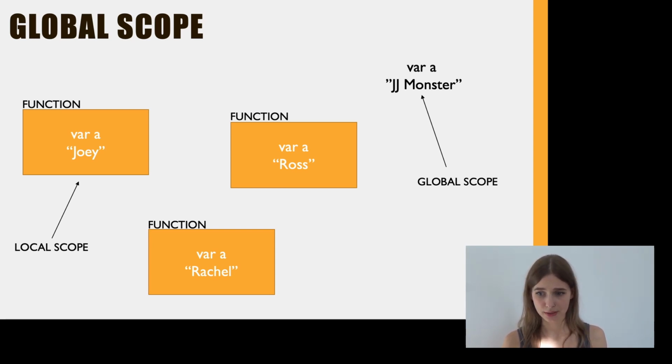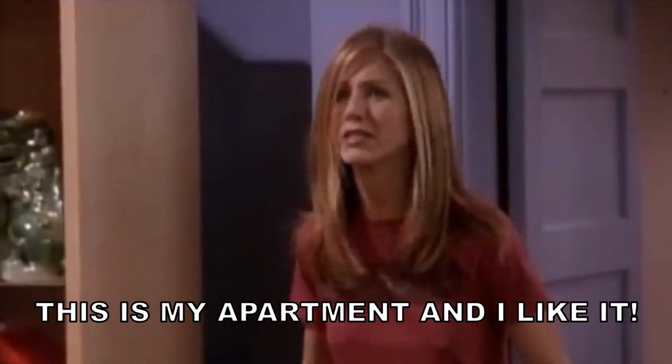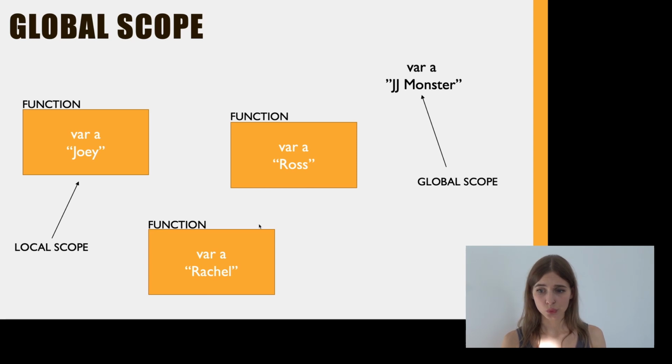These are like three different variables: Joey, Ross, and Rachel. And these would represent local scope, because these only exist within the borderline inside the function. Joey exists only here, Ross can be seen only inside this function here, and Rachel can only be seen inside this function here. This is my apartment and I like it! That's called local scope, because it's only inside the function.